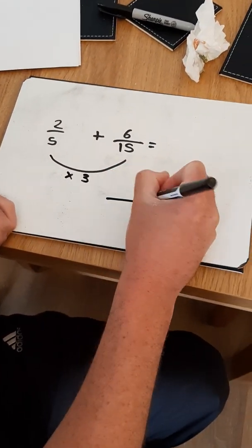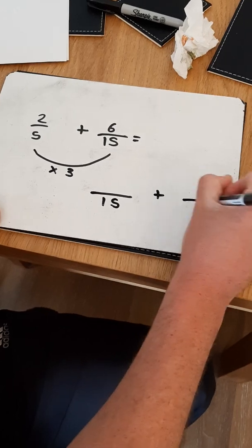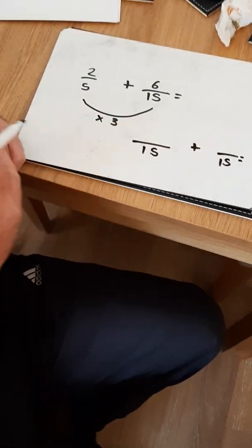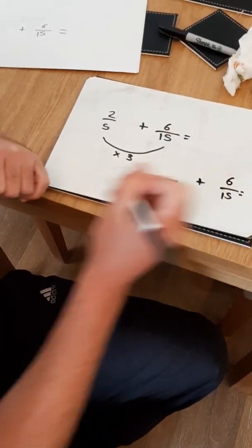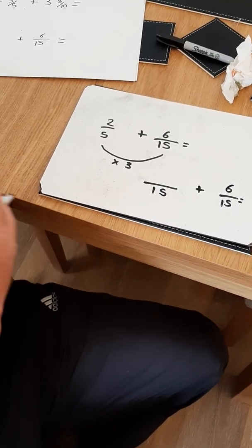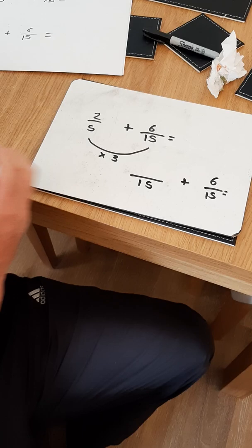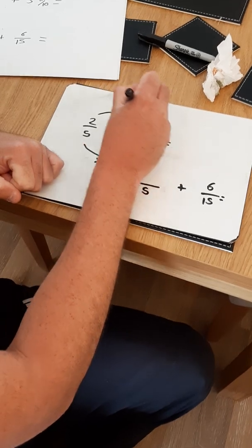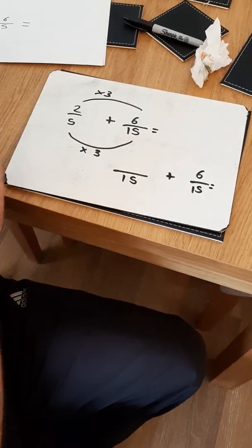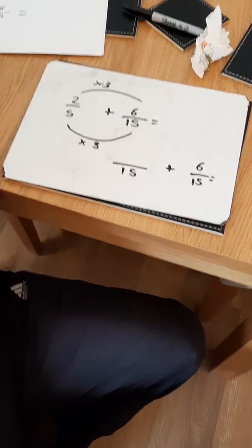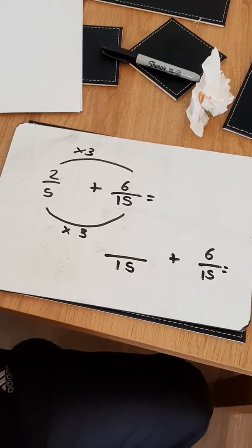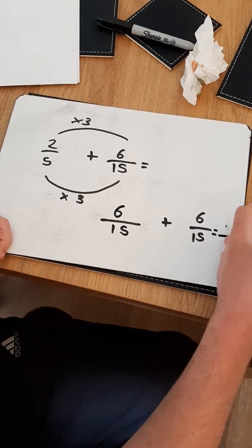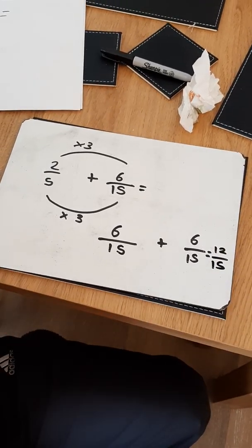Okay, so now I've got two denominators that are the same. Now, I've not done anything to this one. I've left it at 15, so I can leave my numerator at 6. However, whatever I do to my denominator, I must do to my numerator. So if I've times 5 by 3 to get to 15, I have to times 2 by 3. So 2 times 3 equals 6. So we have 6/15 plus 6/15, which will give us 12/15. And there's your answer.